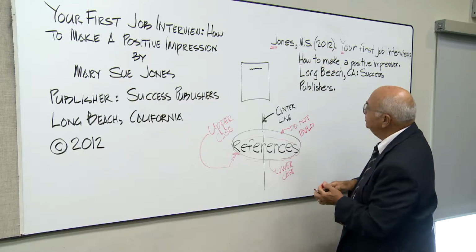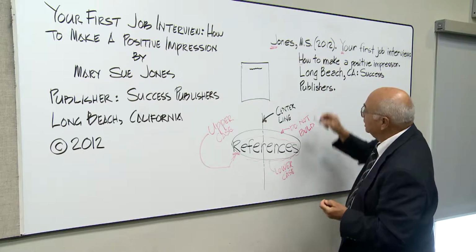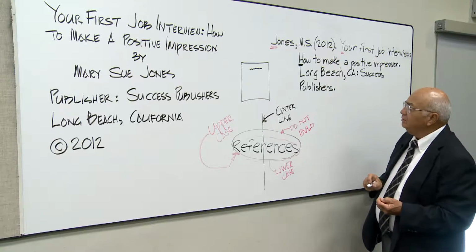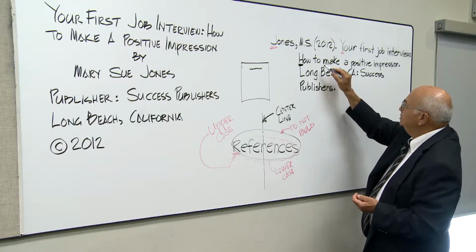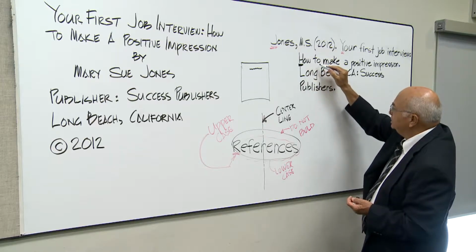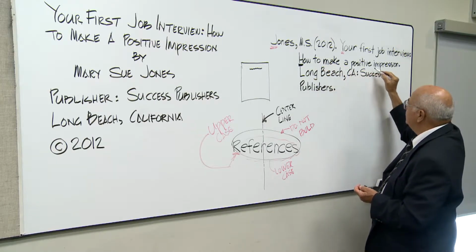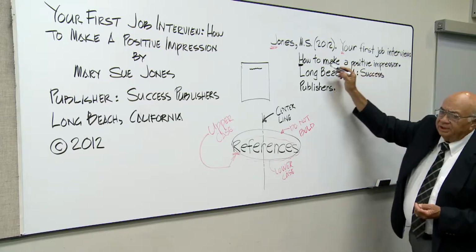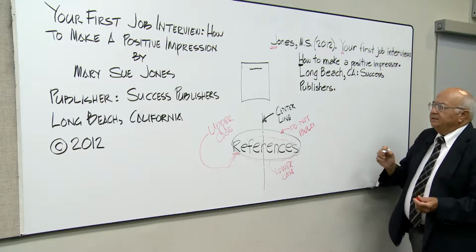Oh, that went dead. I'll do this in black now. Okay. We hit a capital right there. And then we go back to lowercase. How, everything lowercase. To make a positive impression, period. All this lowercase. All right, everybody with me?